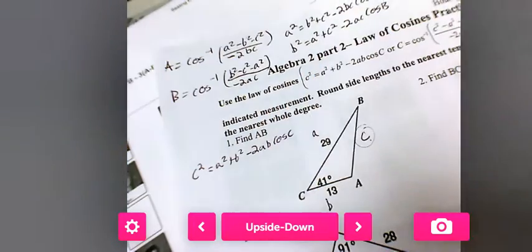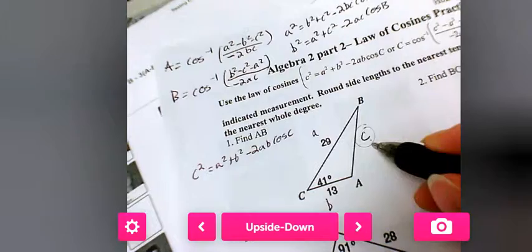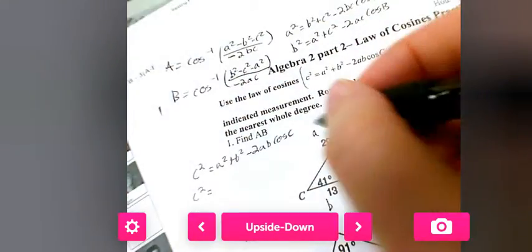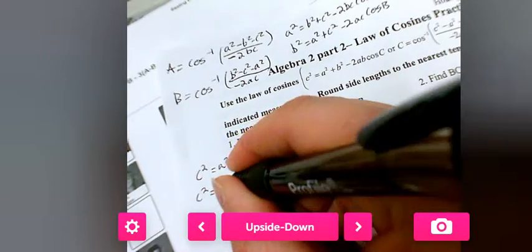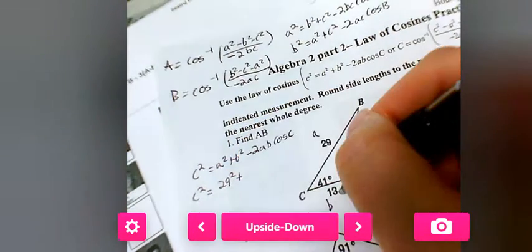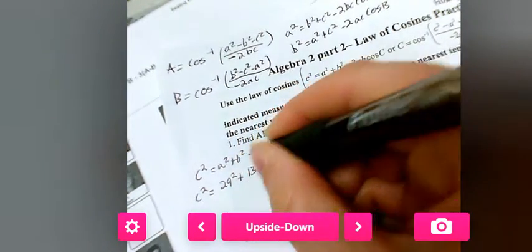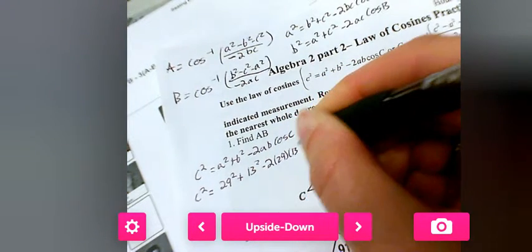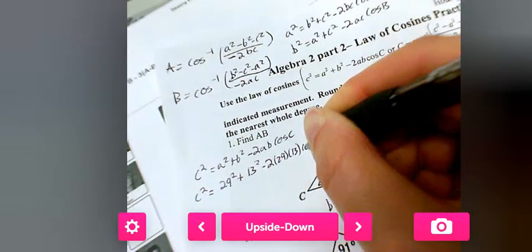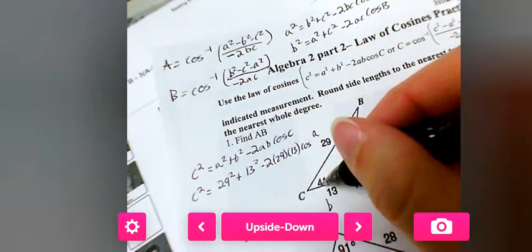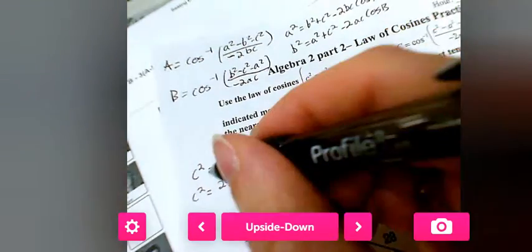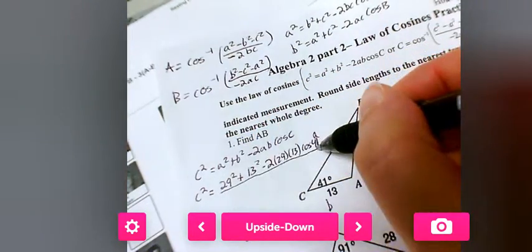And now we're going to plug everything in. We don't know what little c is, so we just put c squared. We do know a squared is 29 squared, plus b squared is 13 squared, minus 2 times 29 times 13, and then cosine of the angle for that one, 41. We're literally going to do it in 2 steps. We're going to plug that into our calculator.